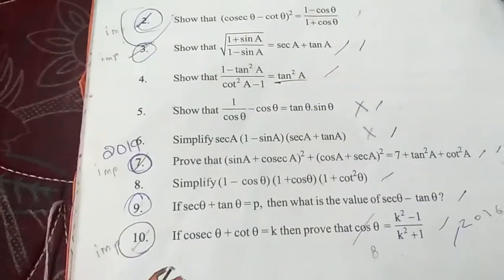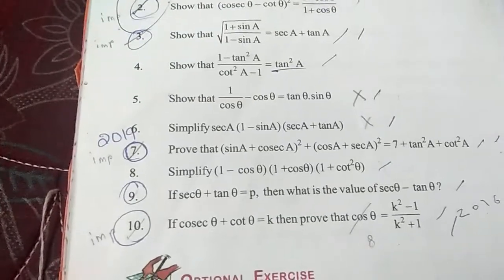In this video, let us discuss 8 marks questions in this exercise. So first let us discuss 7th problem. Here we have to prove that (sin a plus cosec a) whole square plus (cos a plus secant a) whole square is equal to 7 plus tan square a plus cot square a.